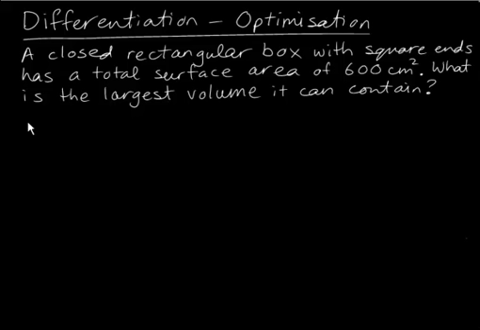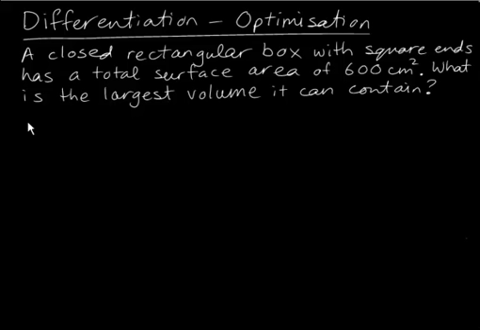In this session we're having a look at differentiation, in particular optimization. Now in optimization, essentially what you want to do is to find the maximum or the minimum of something. So here's a classic example. We have a closed rectangular box with square ends which has a total surface area of 600 square centimeters. What is the largest volume it can contain?